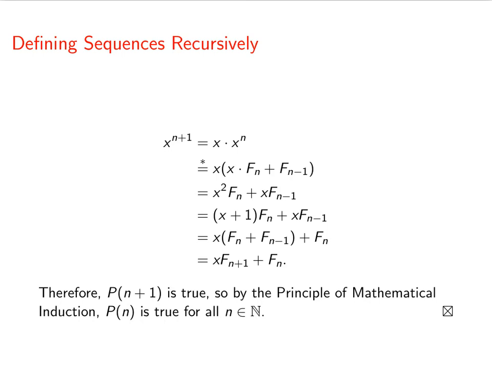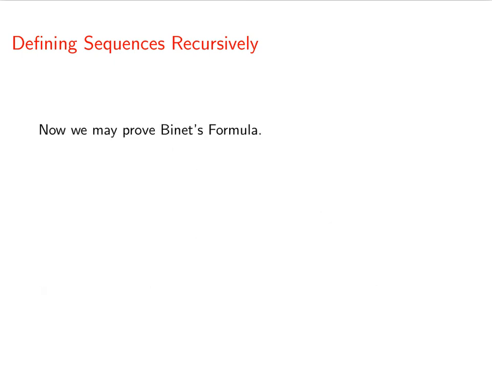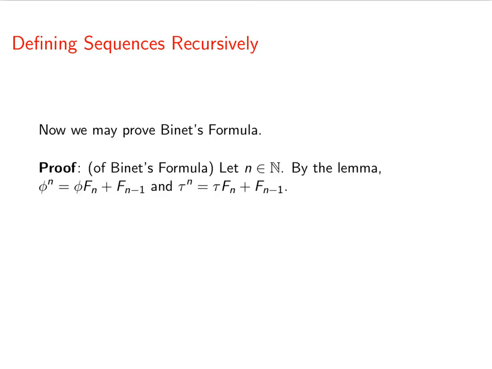So we've proven this little technical lemma. Now we're going to prove Binet's formula. Let's let n be a natural number, and according to our lemma, we can say that phi to the n is equal to phi times f n plus f n minus 1. And the same for tau. Tau to the n is equal to tau times f n plus f n minus 1. Remember that the lemma applied to any solution of the equation x squared minus x minus 1 equals 0. And so here we're specifically allowing x to be either phi or tau.